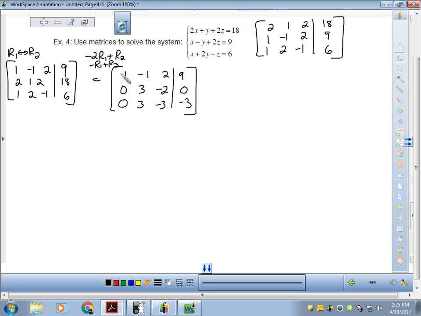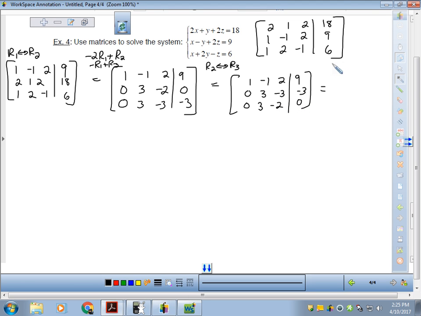Now, we have our 1 and we have zeros underneath. The next thing to do would be to get this to be a 1. Well, I could divide by 3, but that would involve a fraction here. And I don't want to do that. So instead I'm going to switch row 2 and row 3 right now to avoid the fractions. So 1, negative 1, 2, 9, 0, 3, negative 3, negative 3, 0, 3, negative 2, and 0.